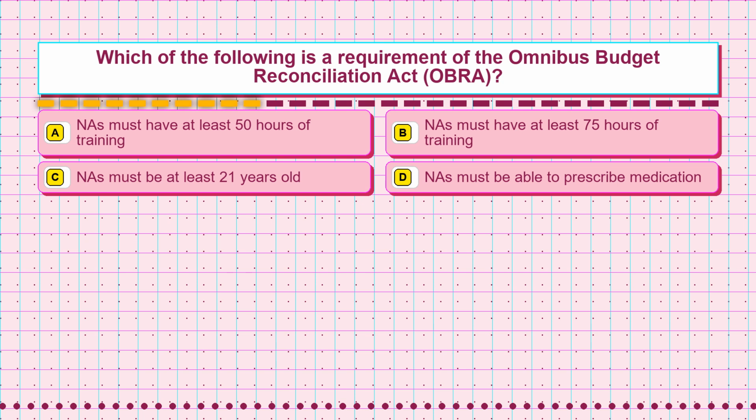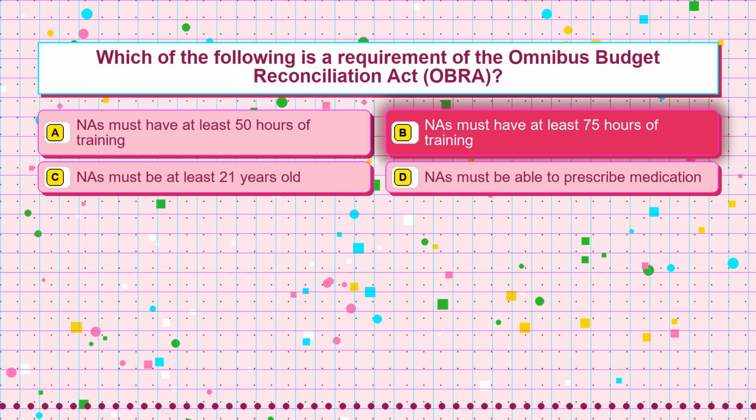Option A, NAs must have at least 50 hours of training. Option B, NAs must have at least 75 hours of training. Option C, NAs must be at least 21 years old. Option D, NAs must be able to prescribe medication.